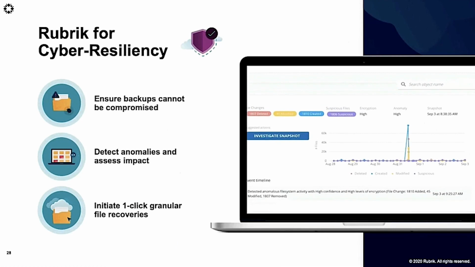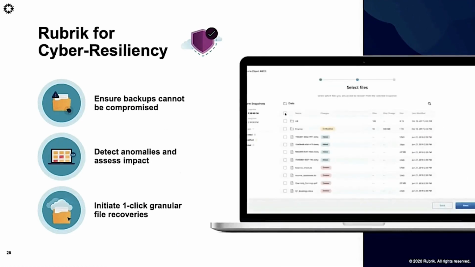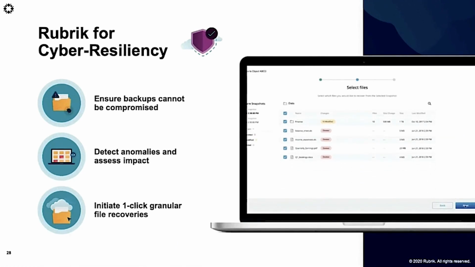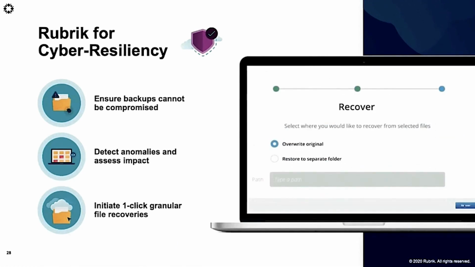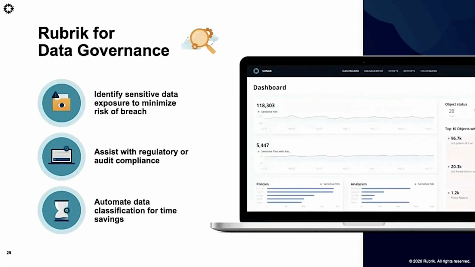So Rubrik can help by, one, ensuring the backups can't be compromised and are available in the event of attack, detecting anomalies and assessing the impact, and giving you one-click granular file-level recoveries of just the impacted files. And then also looking for sensitive data information to minimize risk in the event of a breach.